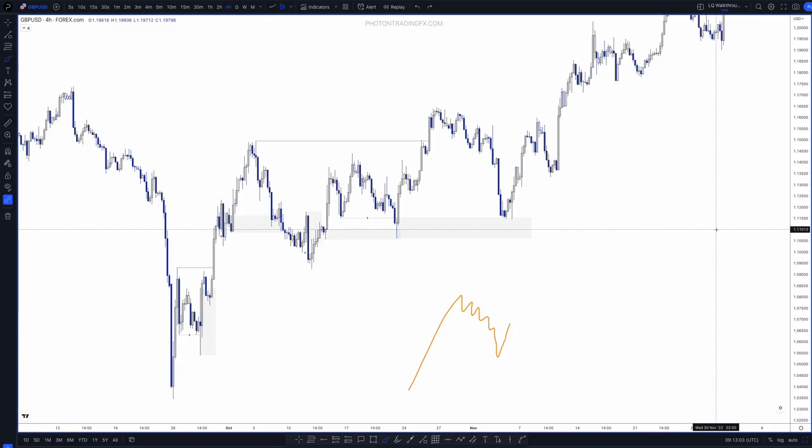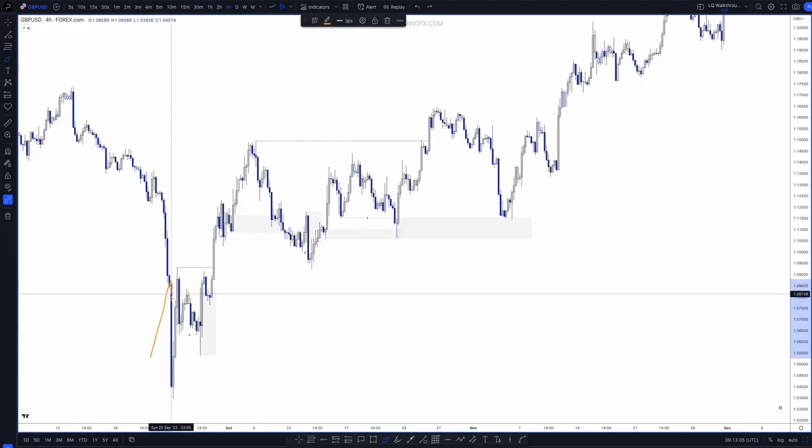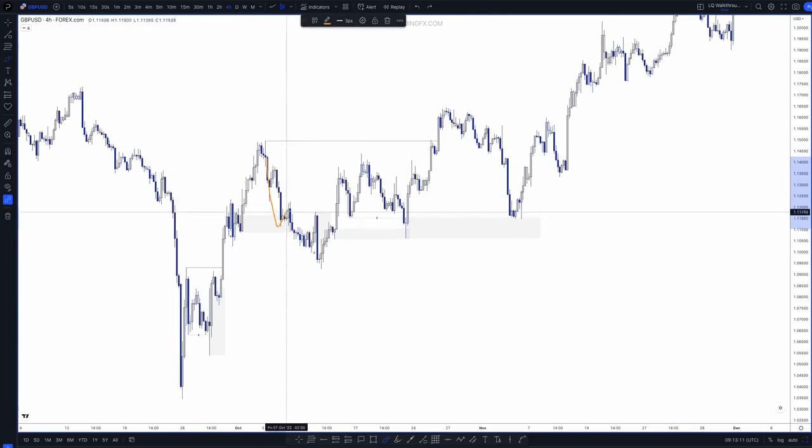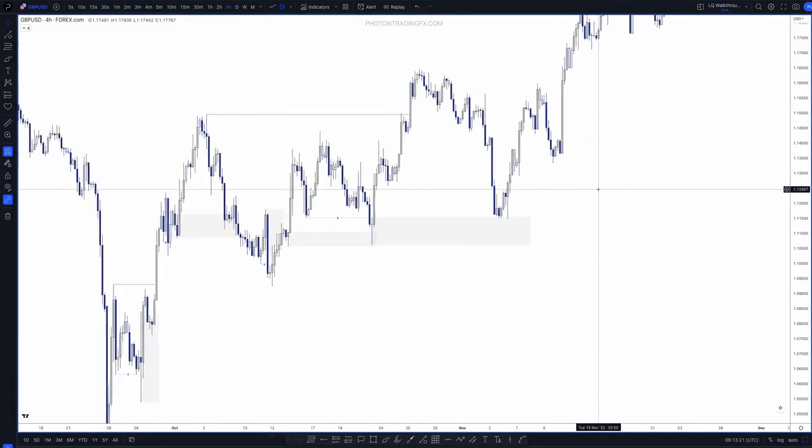So you can see kind of what I'm saying here is we come up, we pull back, sweep liquidity, strong movement to the upside, right? Again, we have that pullback, get that low there, sweep liquidity, and then eventually we come up, generate more liquidity, sweep the liquidity, and then we go. And that will happen even on a smaller scale.